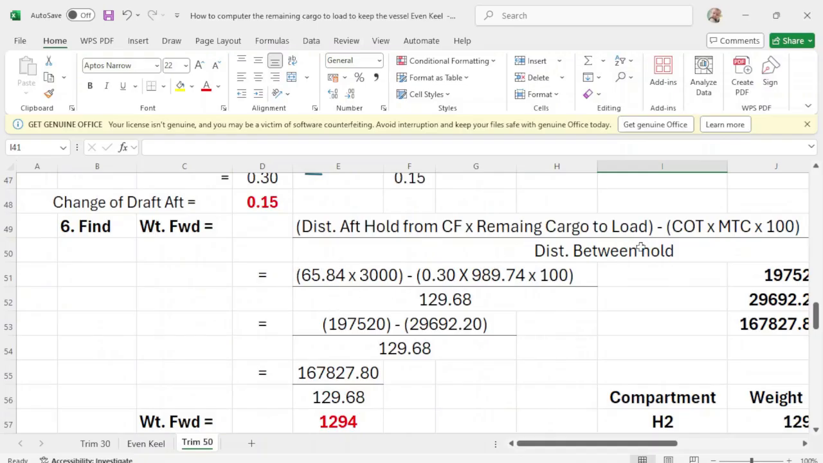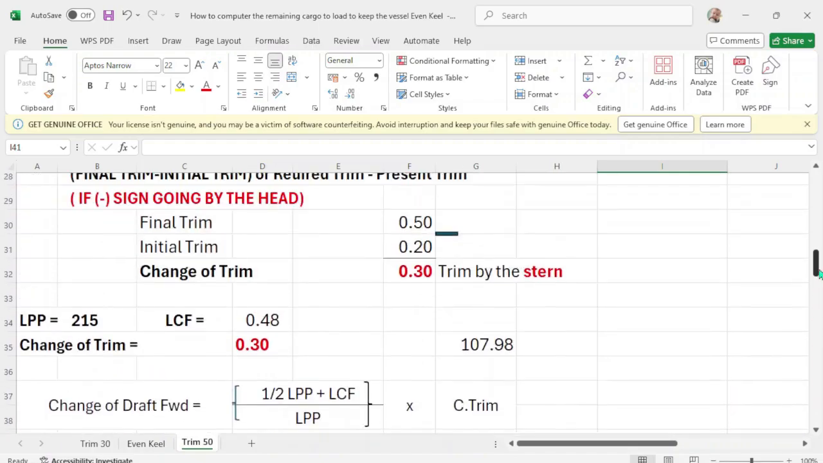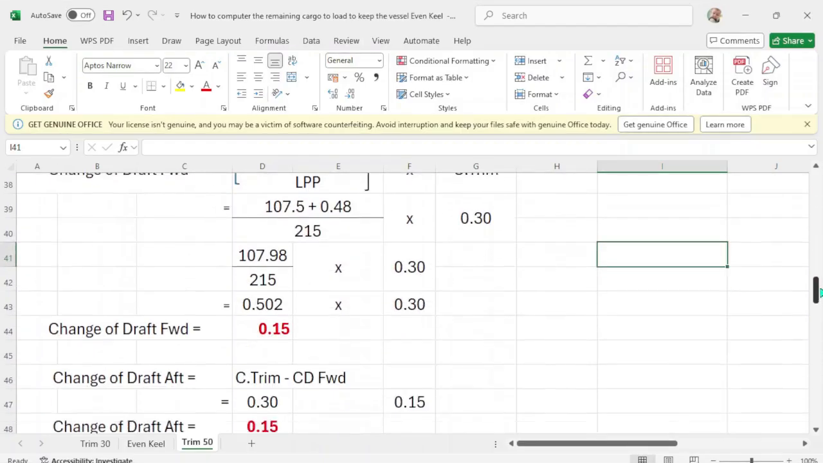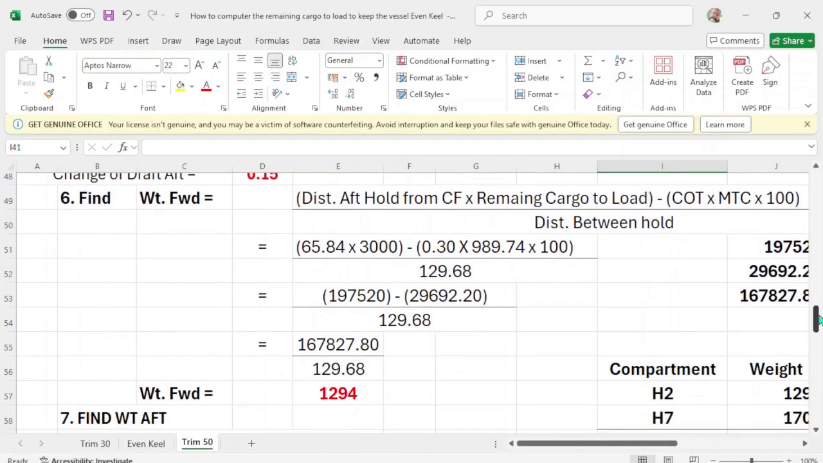And what is the remaining cargo to load? Our remaining cargo to load is 3000. So you have now 3000. Then you go to this one, change of trim. So what is your change of trim? Change of trim is 30 centimeters positive. So you have here change of trim of 30 centimeters times your MTC.